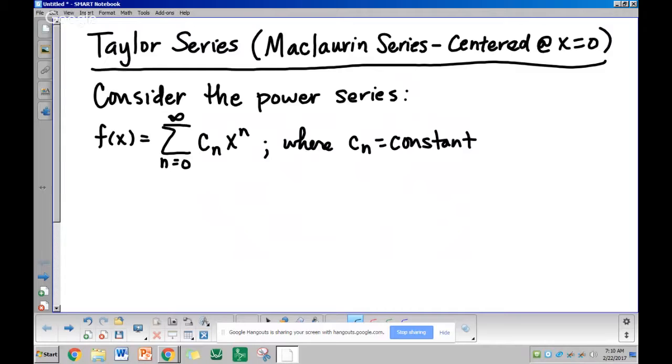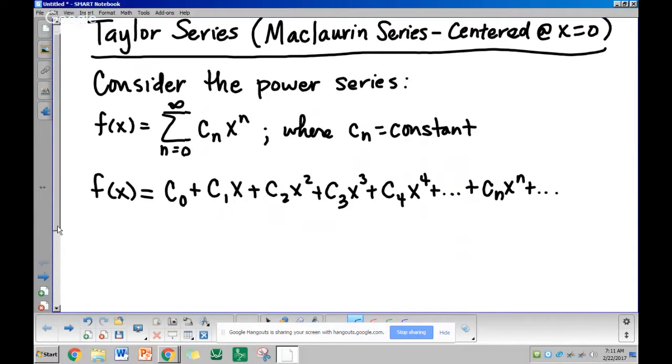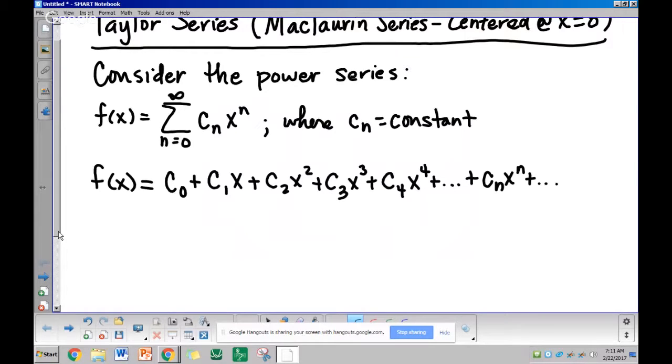So let's use the summation notation and expand our function to see what the terms are. And we'll get, if I let n equals 0, I get c sub 0 because x to the 0 is 1, plus c sub 1 x plus c sub 2 x squared plus c sub 3 x cubed plus c sub 4 x to the 4th plus dot dot dot plus, and if I go to the nth term here, that would just be c sub n x to the n plus dot dot dot. And so that is the infinite polynomial for our function.